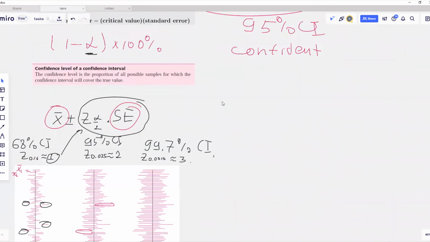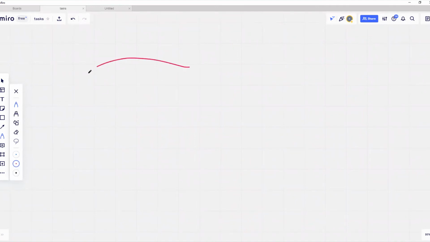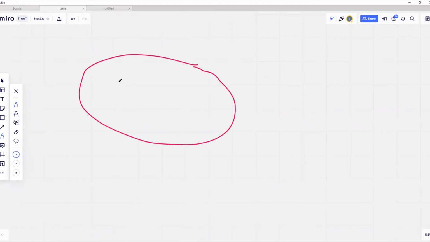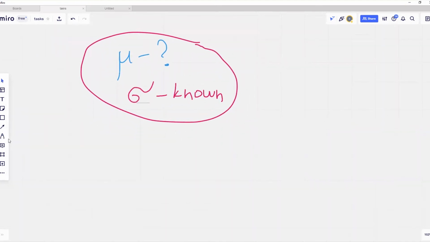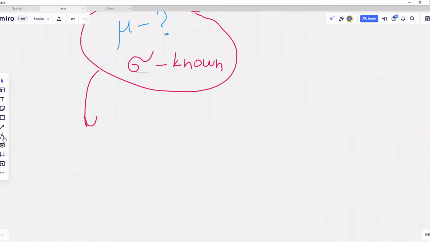Okay, guys, now let's move on to the next case. Let's assume that we have a similar example. However, in this case, let's assume that the true population mean is unknown. So we will try to make some inferences about the true population mean. Let's assume that population standard deviation is known. So this is known.